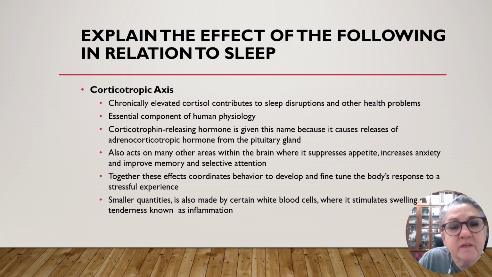Corticotropin-releasing hormone is given its name because it causes release of adrenocorticotropic hormone from the pituitary gland. It also acts in many other areas within the brain, where it suppresses appetite, increases anxiety, and improves memory and selective attention. Together, these effects coordinate behavior to develop and fine-tune the body's response to a stressful experience. Smaller quantities are also made by white blood cells, where it stimulates swelling and tenderness known as inflammation.